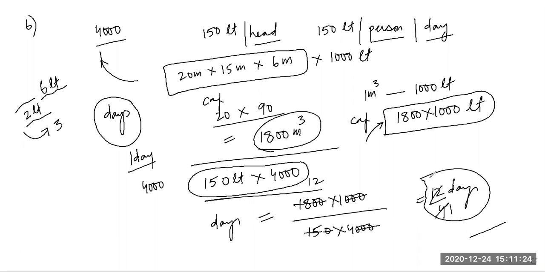4 ones are 4, 4 threes are 12. Very good. 3 days. All right. There was some calculation error, but sir, we did not see the 4. I'm so sorry. Fine. Good.